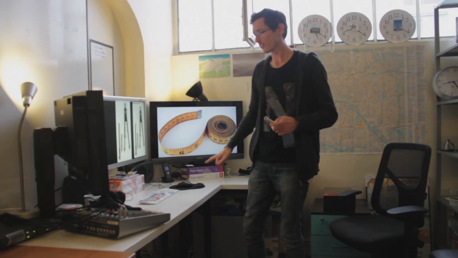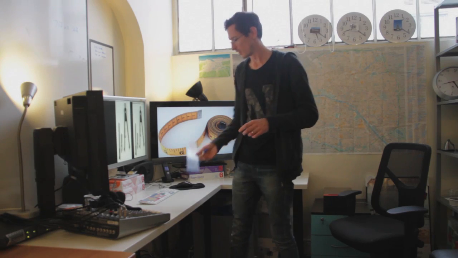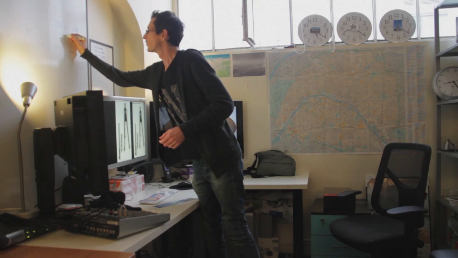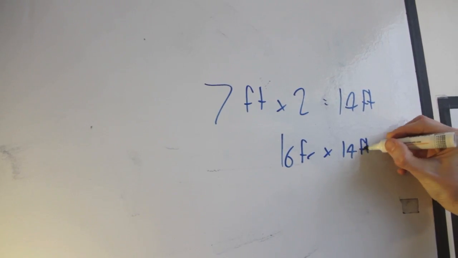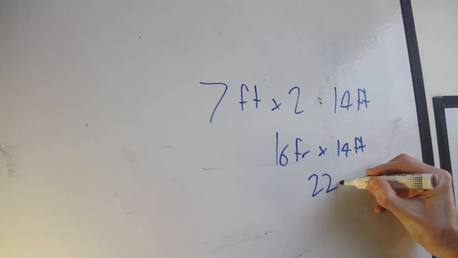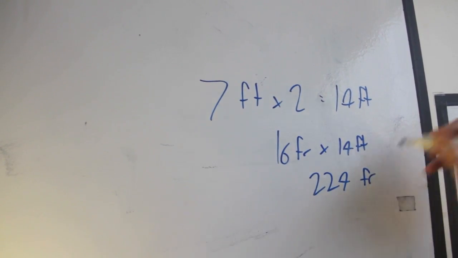Now, that's the measurement in length, but how are we going to convert that to time, you ask? Well, here's the clever bit. 1 foot, in film terms, equates to 16 frames. So if we were to take those 16 frames and times them by the 14 feet, you would get 224 frames.